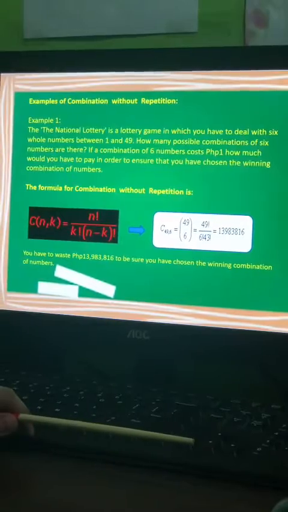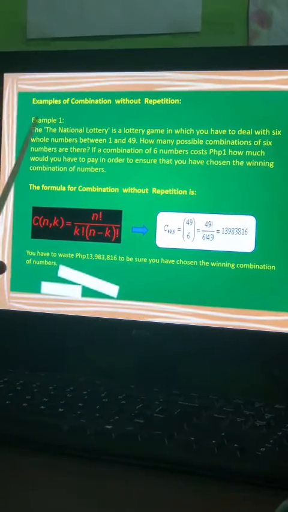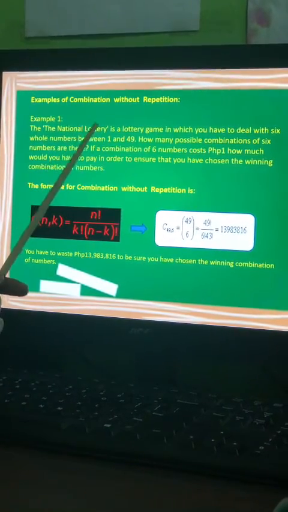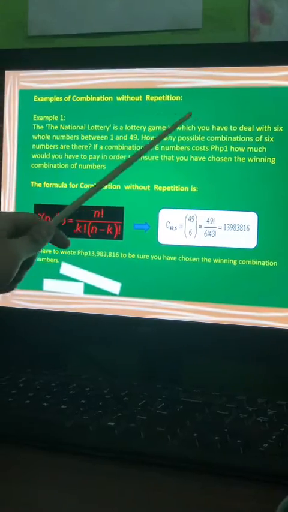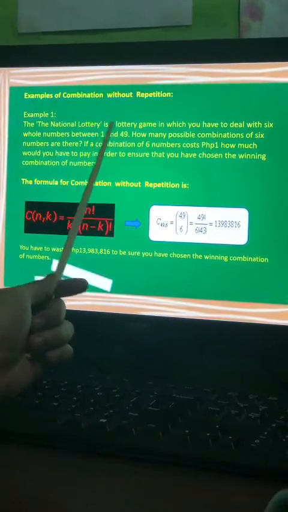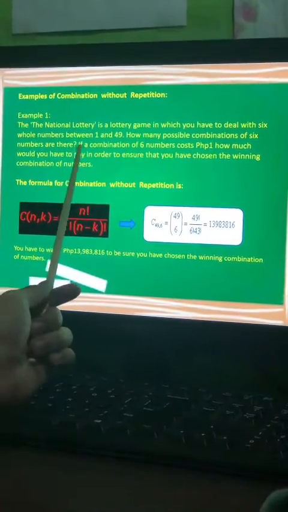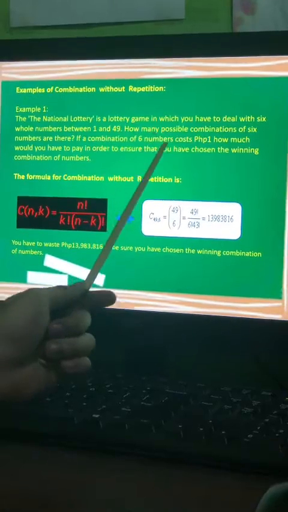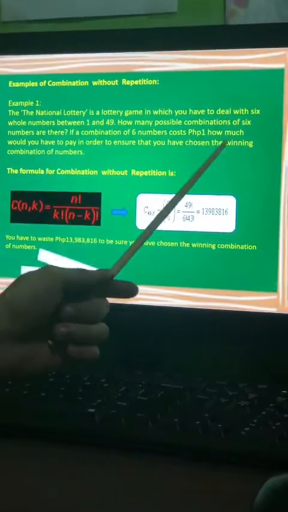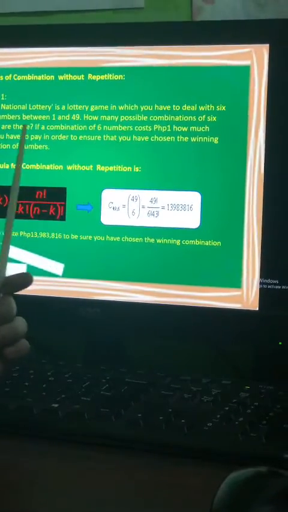Here we have the last example. Combination without repetition. This is very interesting because it's about lottery. The National Lottery is a lottery game in which you have to choose 6 whole numbers between 1 and 49. How many possible combinations of 6 numbers are there? If a combination of 6 numbers costs 1 peso, how much would you have to pay in order to ensure that you have chosen the winning combination of numbers?